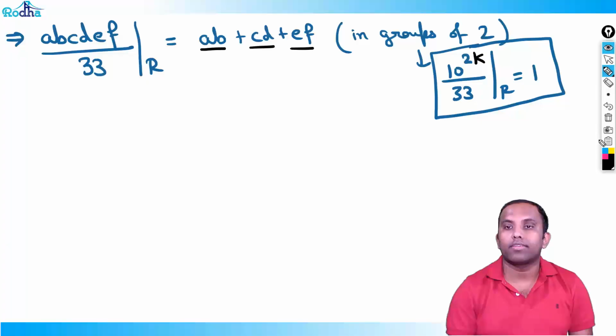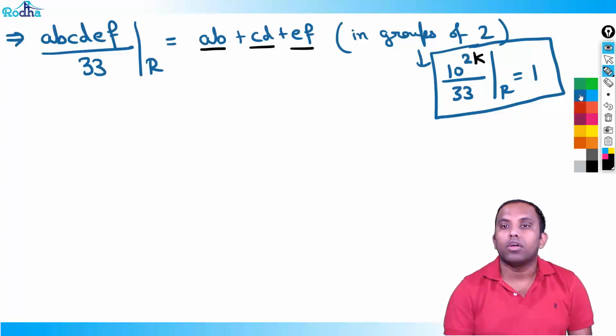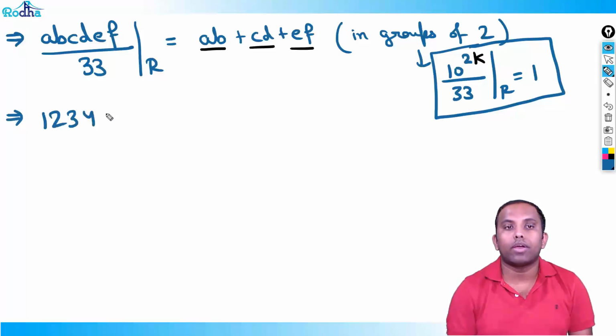Okay. So for example, now I can directly do it, right? I don't need to do this much. Directly I can do it. If the question is, let's say, 1, 2, 3, 4, 5, 6 divided by 33.